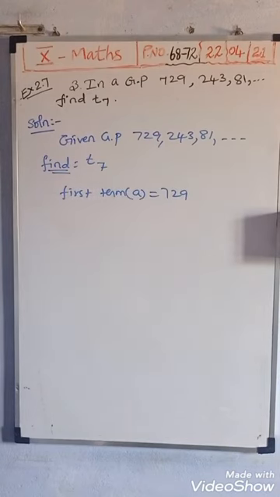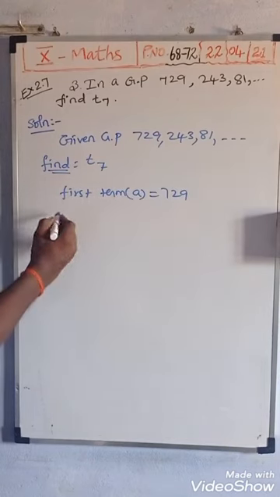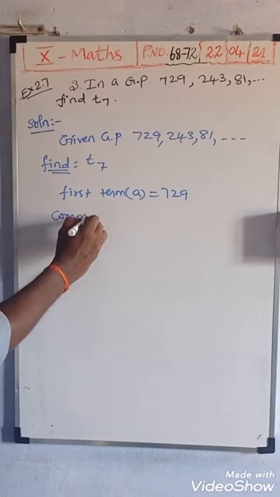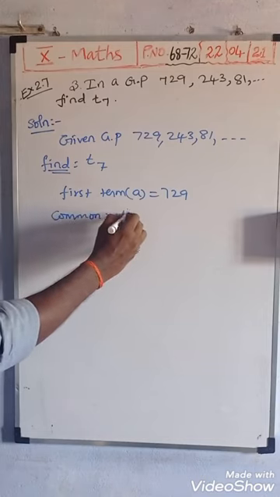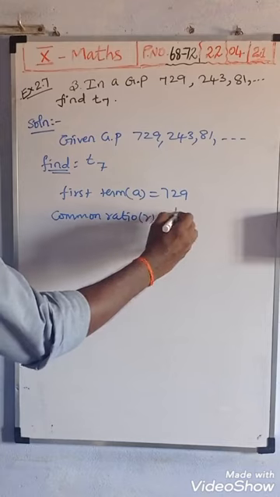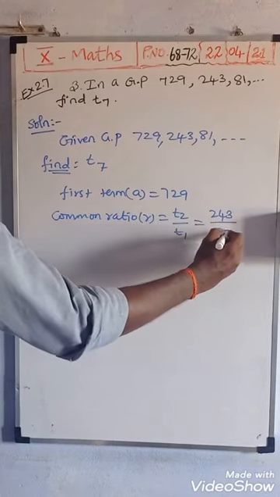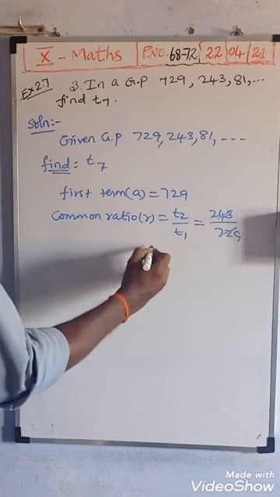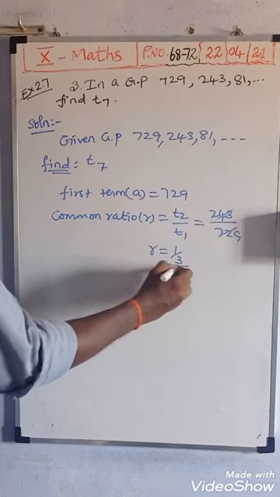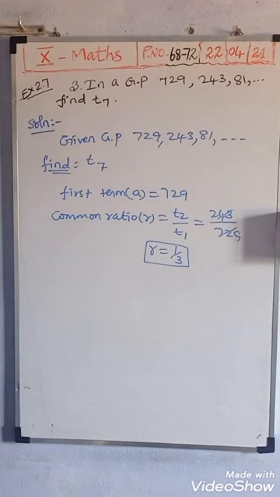Then, in geometric progression, we want to find the common ratio. So common ratio R is equal to second term divided by first term, T2 by T1. So 243 by 729. You should cancel this ratio. You will receive 1 by 3. So ratio is 1 by 3.